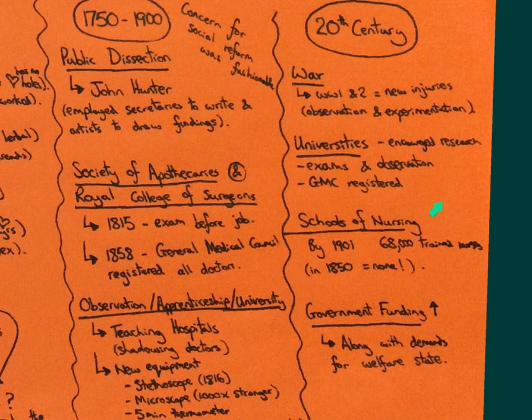We see a continuation in the professionalisation of nursing. So by 1901, there were 68,000 trained nurses due to mainly the nursing school set up by Nightingale. In 1850, there'd been absolutely none. And that's something which continues exponentially in the 20th century. So we see more and more nurses professionally trained and with some sort of qualification behind them.